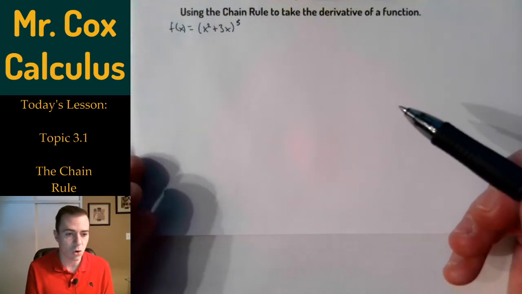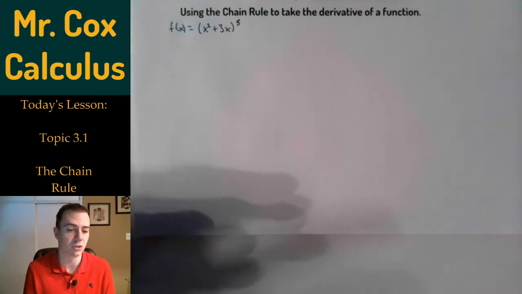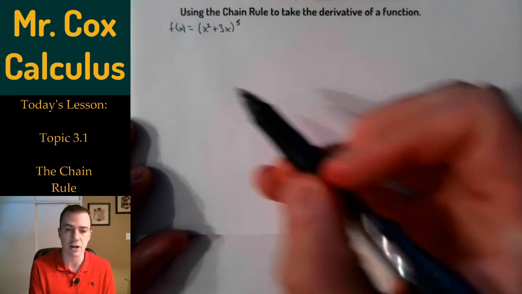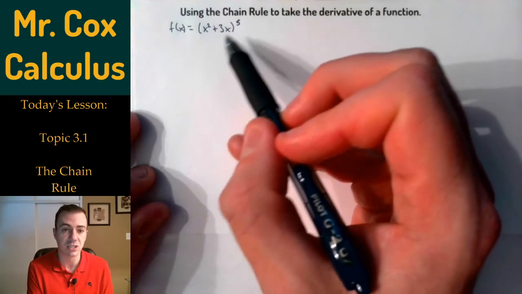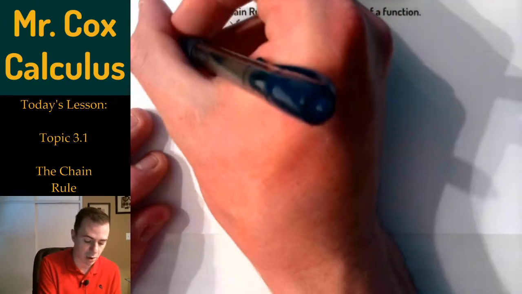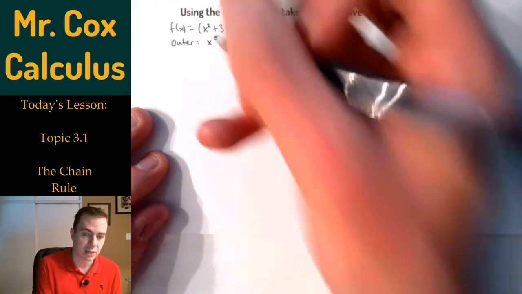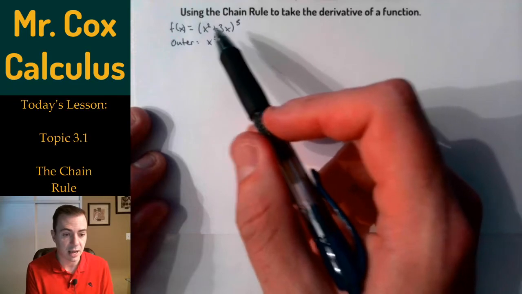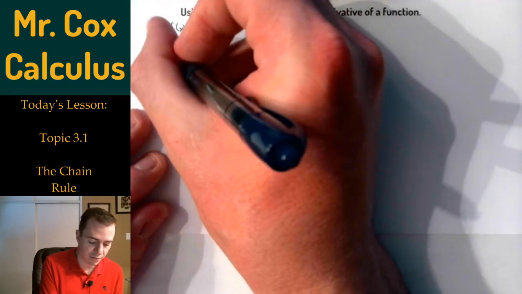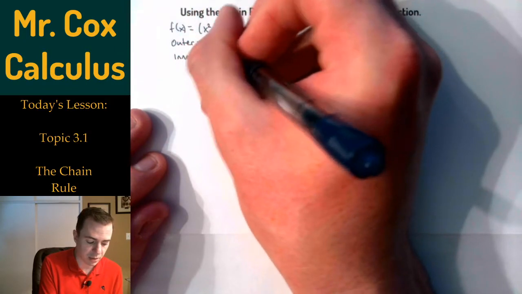Now, for the sake of learning this, I want to identify what the outer function is and what the inner function is. And remember, the outer function is going to be the one that's acting on the inner function. So the outer function right here, at the end of the day, I have something being raised to the fifth power. So the outer function is really just simply x to the fifth. The inner function is what this x is, and so the inner function is x squared plus 3x.